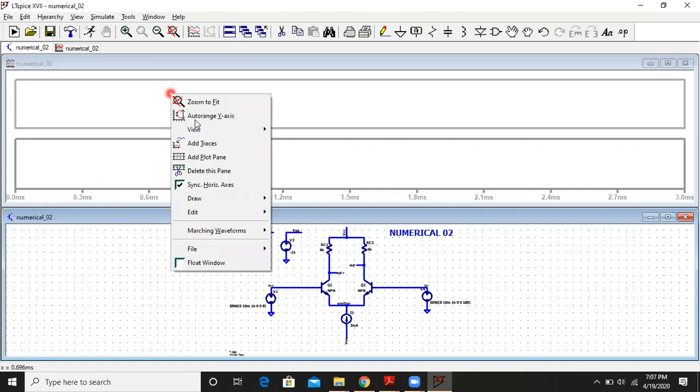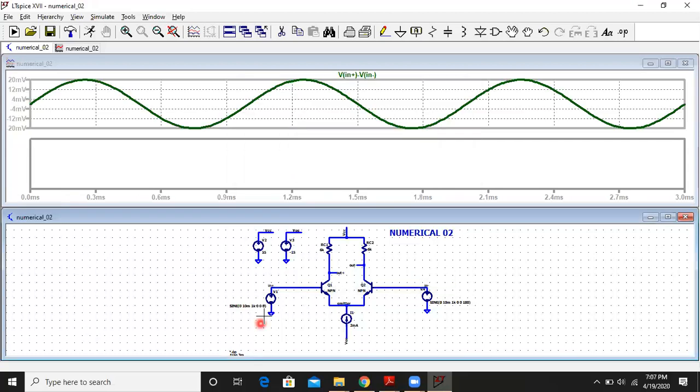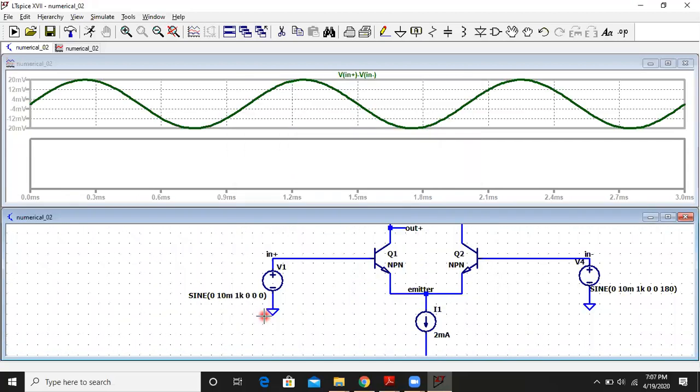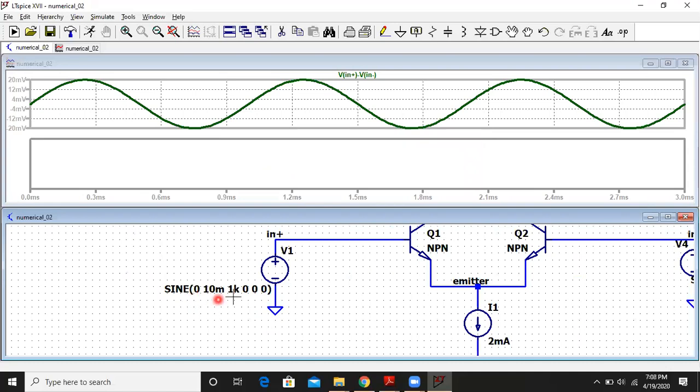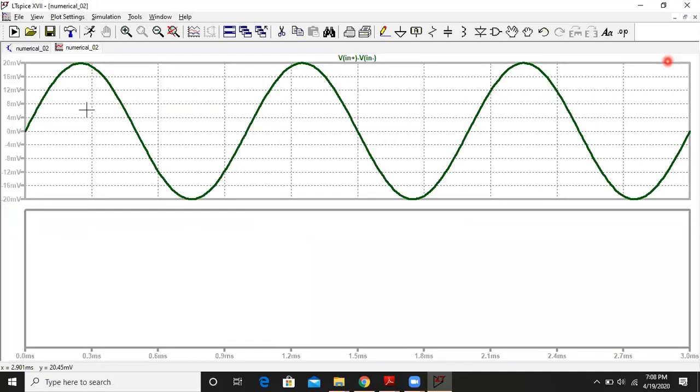So first we will plot the differential input. Differential input means we will plot Vin plus minus Vin minus. Remember, for both the inputs, the input is around 10 millivolt peak, so basically it will be 20 millivolt peak to peak. So our input over here will be 40 millivolt peak to peak because it's a differential input.